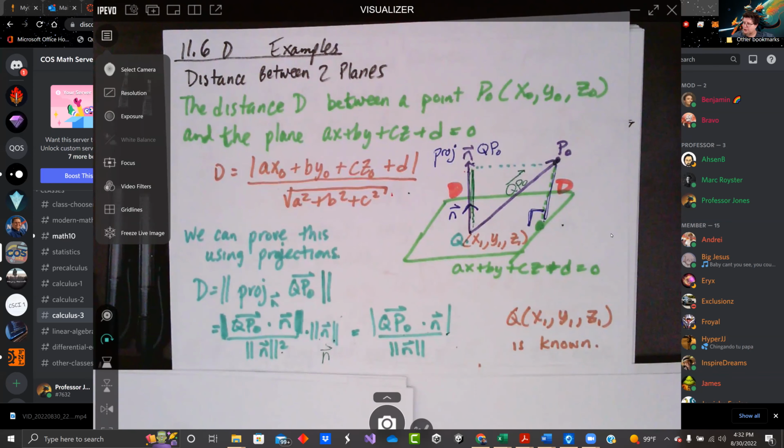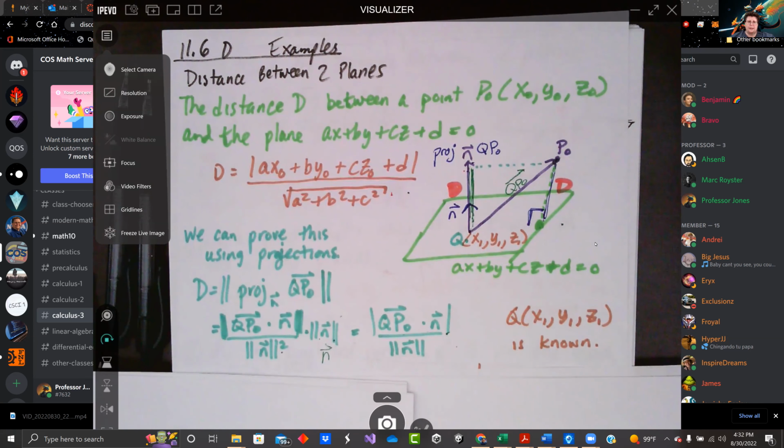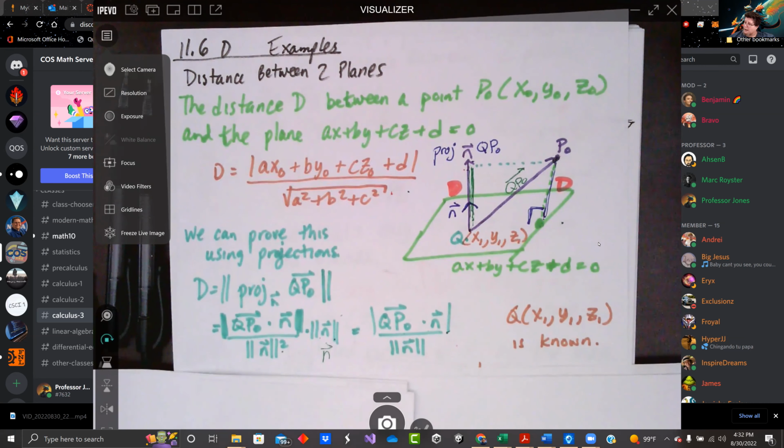We're going to pick a point Q in that plane later on, but right now we're just setting up the formula. So QP naught, we're projecting vector QP naught onto N. We know the formula for projections. It's the dot product divided by the norm squared times the vector N. And so we can cancel out the magnitude of the norm here with one on the bottom, and we just have this formula.